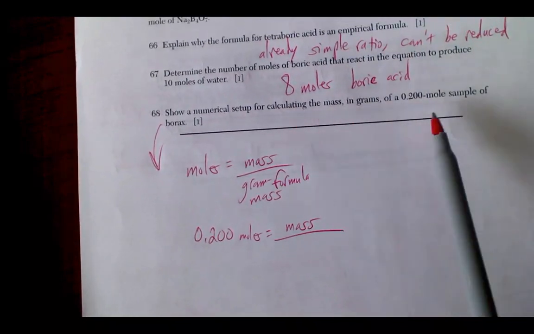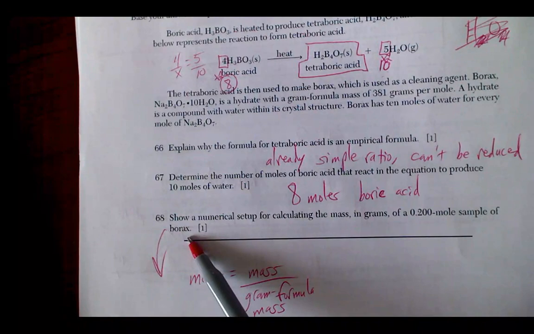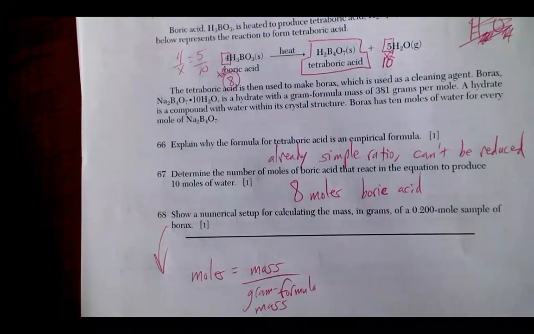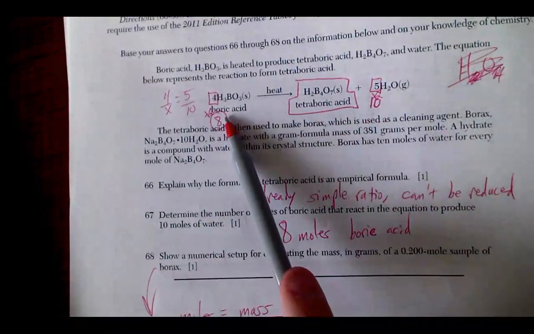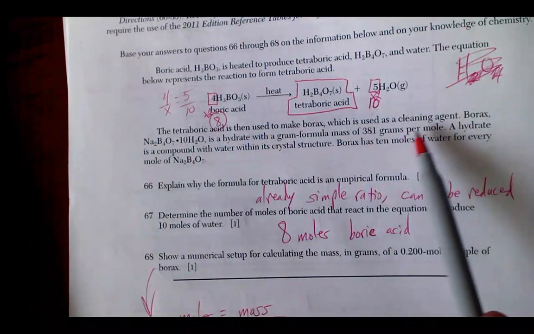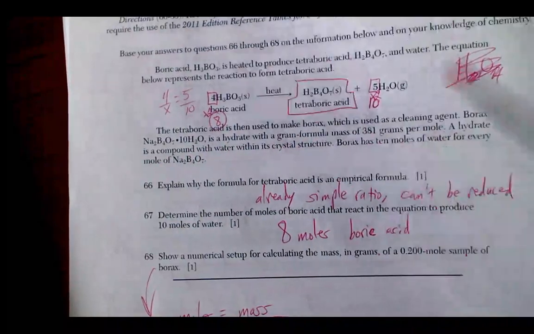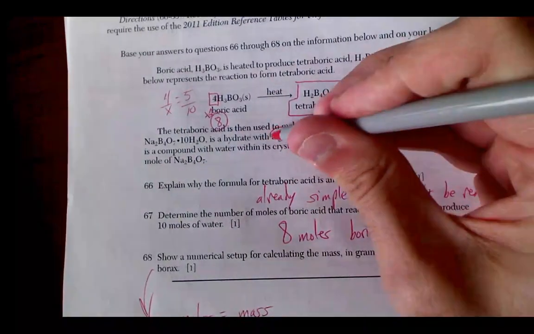Well, let's say it's borax that we're looking for. We want to know how heavy 1 mole of borax is. I don't even know what borax looks like, so let's go check the question. It's probably in there. It doesn't say borax up here anywhere. Let's read through this part again. Borohydrate. Borax right there. This stuff is a hydrate with a gram formula mass right there of 381.